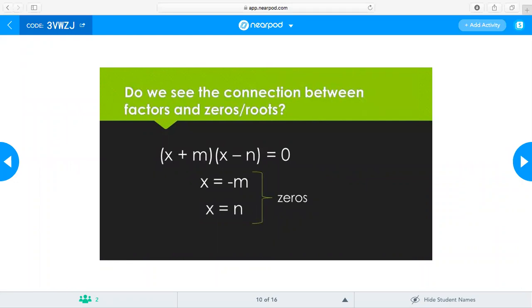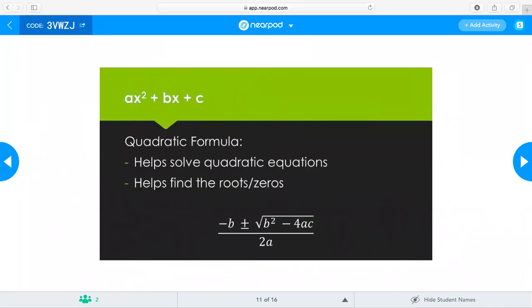All right. So the question is, do you see the connection between the factors and the zeros? Okay, that's the big thing. But now, what about the quadratic formula?